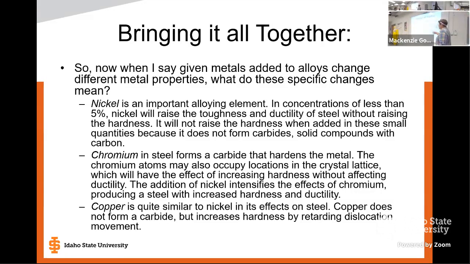Okay. Copper, pretty much like nickel, okay, raises toughness, but not the hardness. But what it does is it doesn't form a carbide and replace atoms in the crystal. Essentially, it joins in between and it prevents those atoms from dislocating out of the crystal structure. Okay?